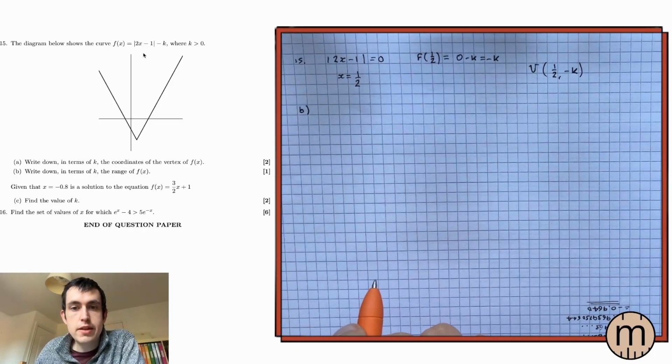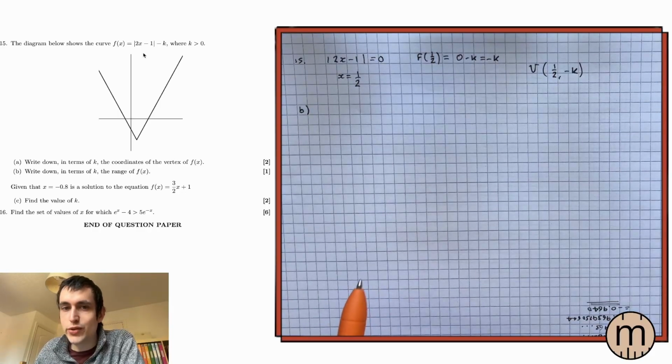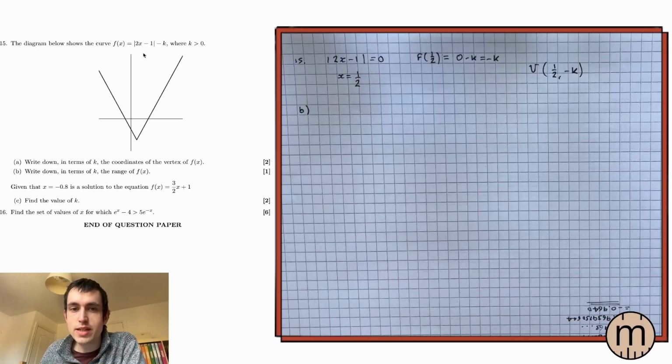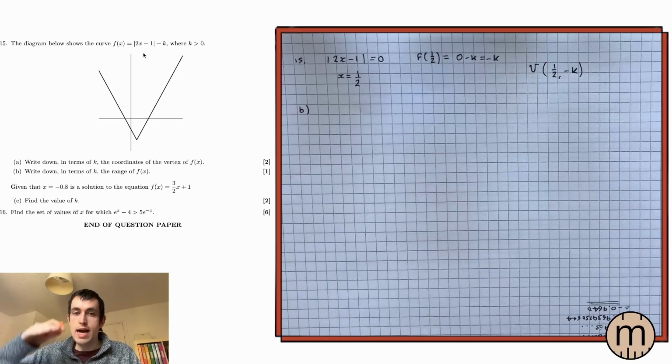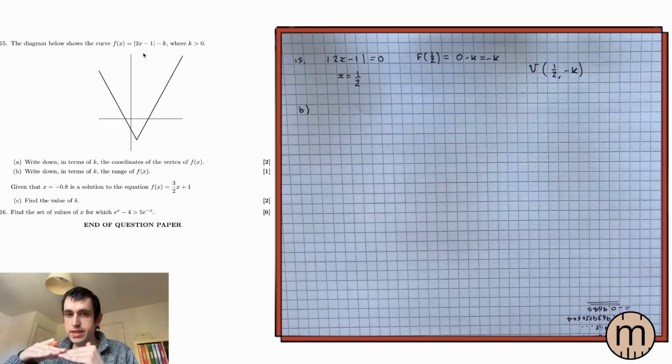For part B, the range of f of x. I know not many students like questions about range or domains, but you've got to get used to it. It is only 1 mark though, so it's not too much if you do lose it. The range is going to be, how tall is the graph? Where does the graph start? In terms of k, it starts at minus k, because that's the lowest point possible. And it can go higher and higher and higher.